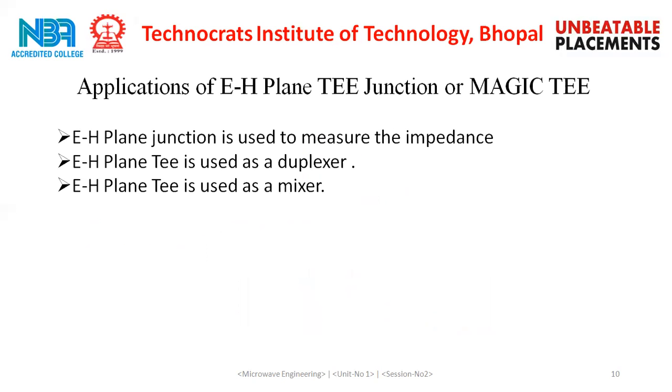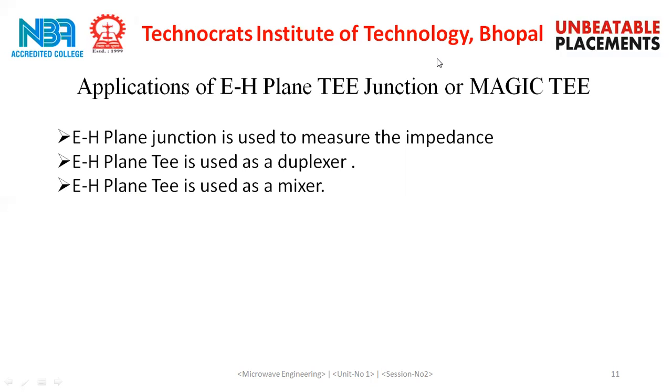Now I'm going to discuss the applications of EH plane T or magic T. EH plane T has various applications. EH plane T junction is used to measure the impedance of any junction. EH plane T is used as a duplexer. EH plane T is used as a mixer. So these are the different applications of magic T. So students, this is all about the magic T.